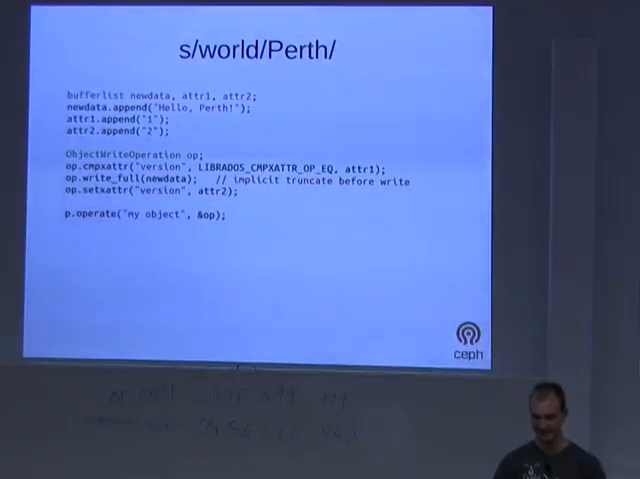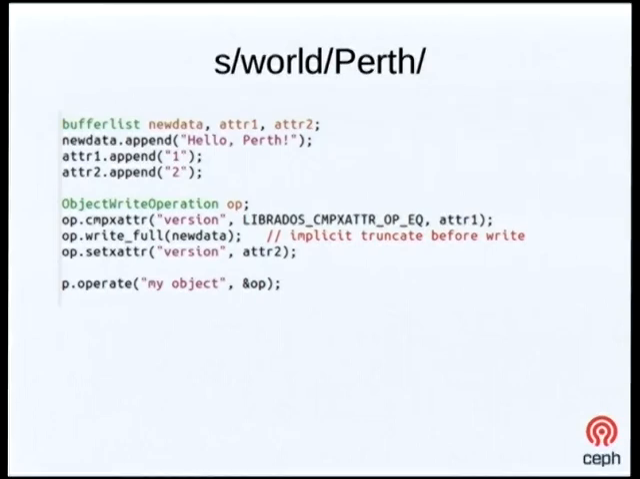So again, moving on from our hello world example, say instead of saying world, we actually wanted to say Perth. And so we can prepare a transaction that has the new data that we're going to store in the object, the expected old value of the attribute and the new attribute. The very first step asserts that the version attribute that's already on the object has a specific value. That's what we expect, the one that we set before. And assuming that's true, then the transaction will continue. We'll replace the data with some new content and set the version to version 2. And when you submit this to the cluster, it'll do that validation. If it's true, it'll apply the transaction to all replicas and then return to you.